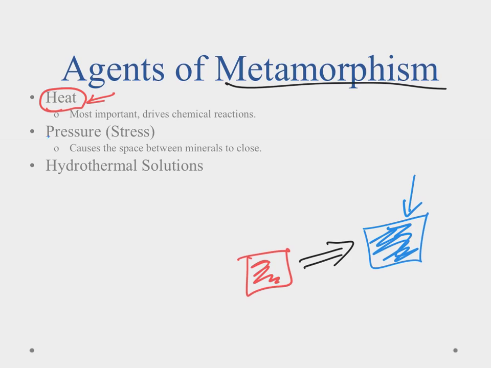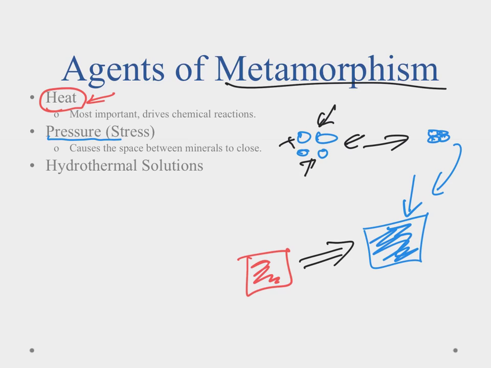We can also apply pressure or stress, and what that's going to do is here we have these spaces in between these different minerals. When we apply this pressure to it, what it causes is all these particles are going to get closer together. And as they get closer together, sometimes they'll start to react that way, and that's how we can form a new metamorphic rock.